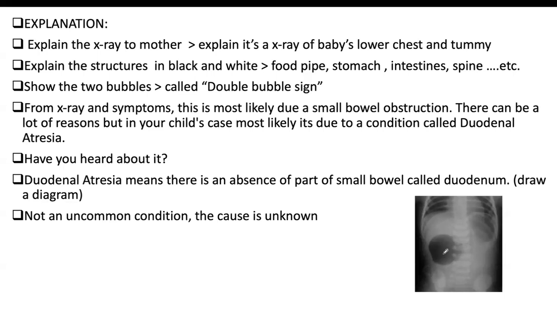Yes, doctor. Now, this has a name. It's called double bowel sign. And this is something which you don't find in a healthy, normal baby. In your child's case, this sign, along with greenish vomiting, most likely goes with a condition called duodenal atresia.